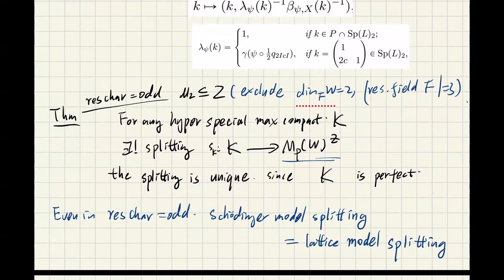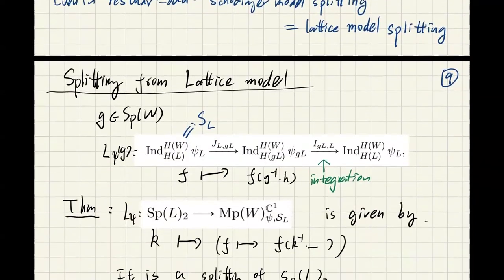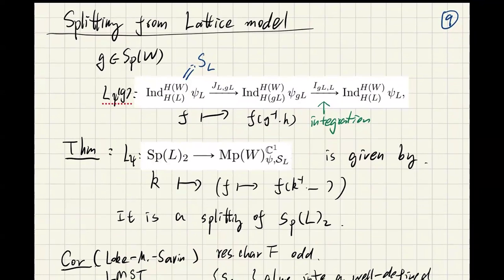This holds even in the odd residual characteristic case. Okay, so this is a splitting. On the other hand, you can consider the lattice model. This lattice model is given in this way: you have LHLs and you have the induced model like this, and just like the Schrodinger model, how do you get the cross section of SPW to the metaplectic group? For the concrete realization, you just left translate the function and integrate along the lattice.